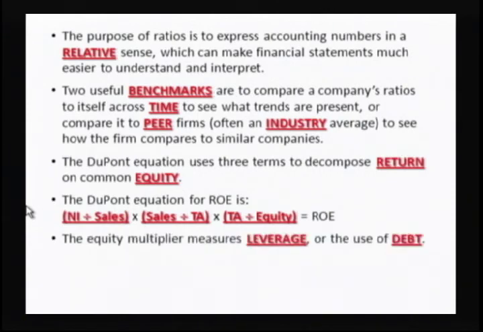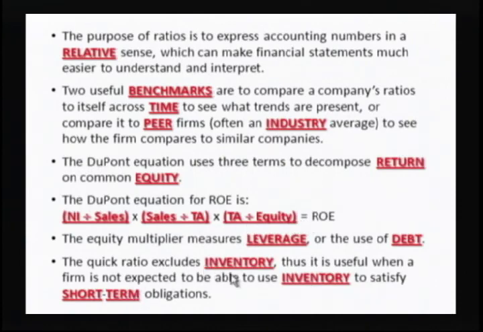Those terms are profit margin, total asset turnover, and the equity multiplier. The equity multiplier here is the measure of leverage or the use of debt. It shows us how we could take the return on assets, the product of these first 2, and multiply or lever that into a higher return on equity by using debt. So when our ROA is positive and we have debt, it would be multiplied into a larger ROE.